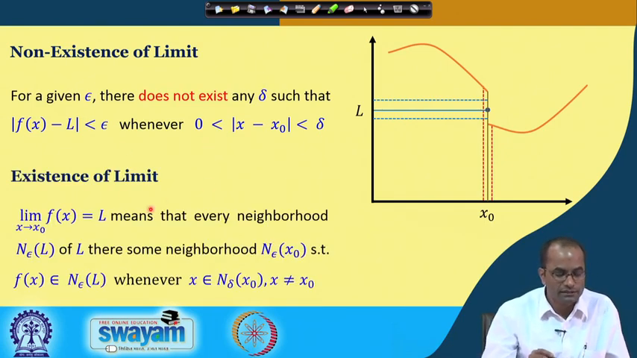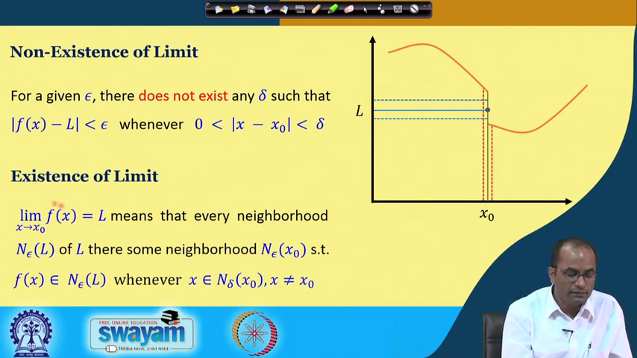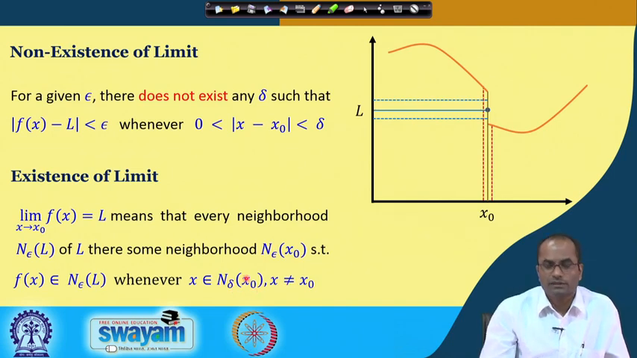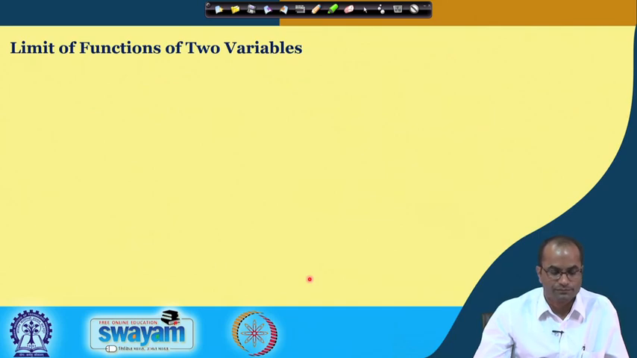Recall again, the existence of the limit, limit of f(x) as x goes to x naught equal to L, means that for every neighborhood of L, represented by N epsilon of L, there exists some neighborhood of x naught such that f(x) belongs to this neighborhood of L whenever x belongs to the delta neighborhood of x naught.